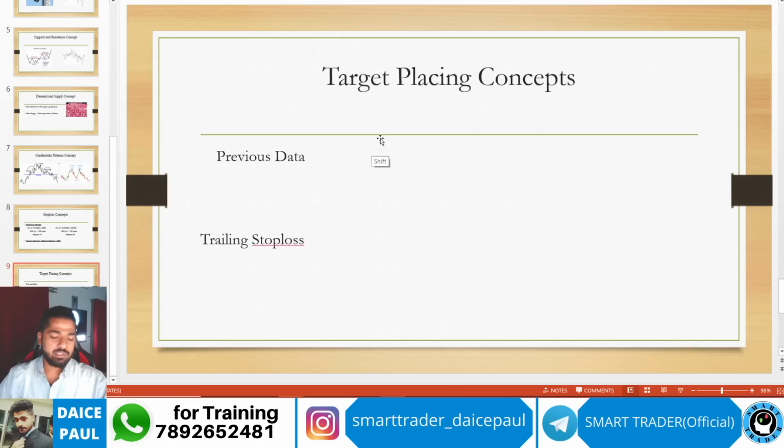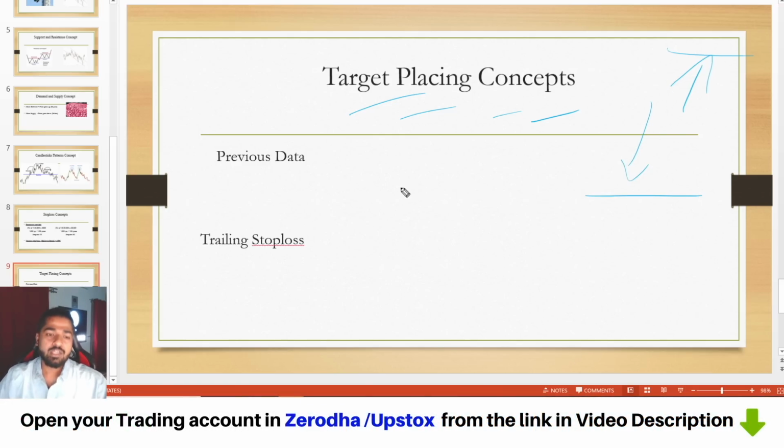Now talking about the target placing concept. So stop loss, you know, you need to keep a stop loss, but in the same way a target also should be kept. If you don't keep your target, then you will be trading and one day your stop loss will hit on all that. So according to me, you can keep a target in price action in two ways. One is based on the previous data, you try to measure how much is the movement and then you keep a target, or else you can do a trailing stop loss like I showed you.